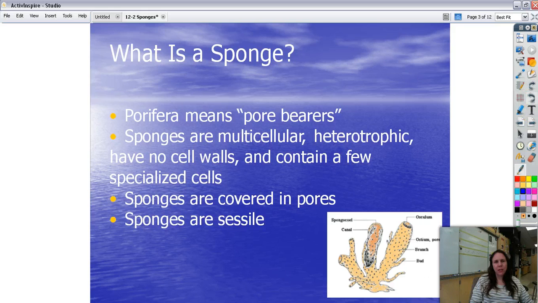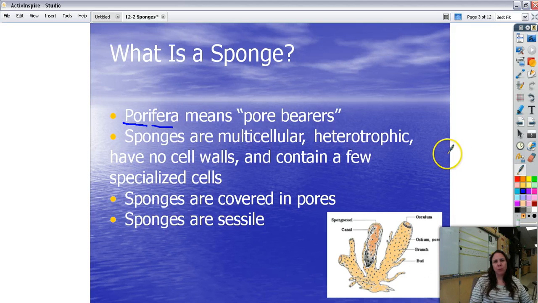So what does it mean to be a sponge? What do you have to have or not have in order to fit into this phylum? Now the word Porifera in Latin translates to pore bearers, or the bearer of many pores. And sponges are multicellular, of course, because they're animals. Heterotrophic, again, of course, because they're animals. They have no cell walls, because they're animals. But they have very few specialized cells.